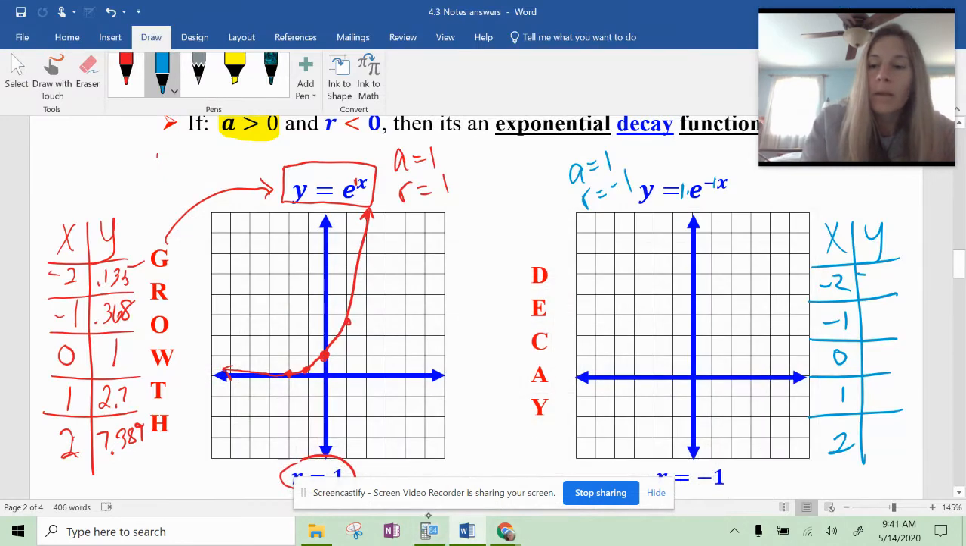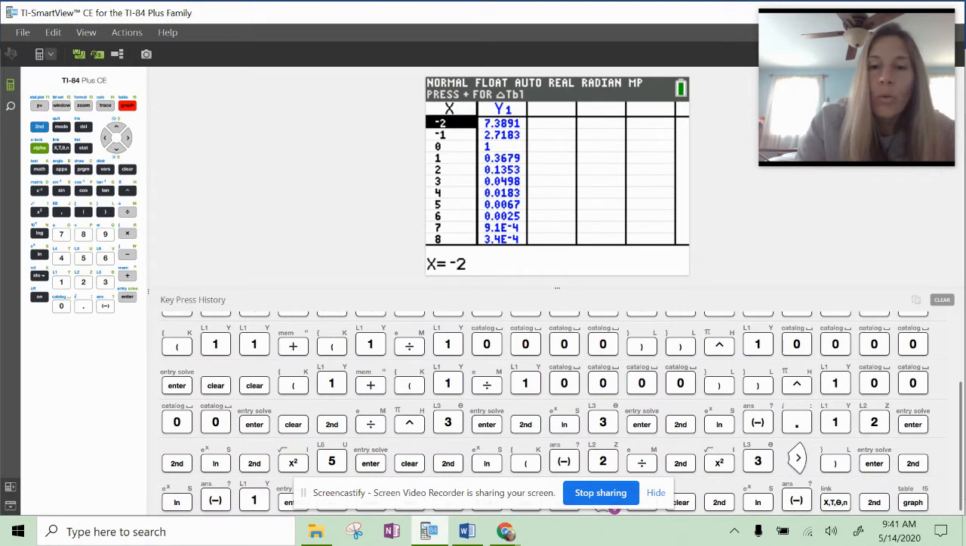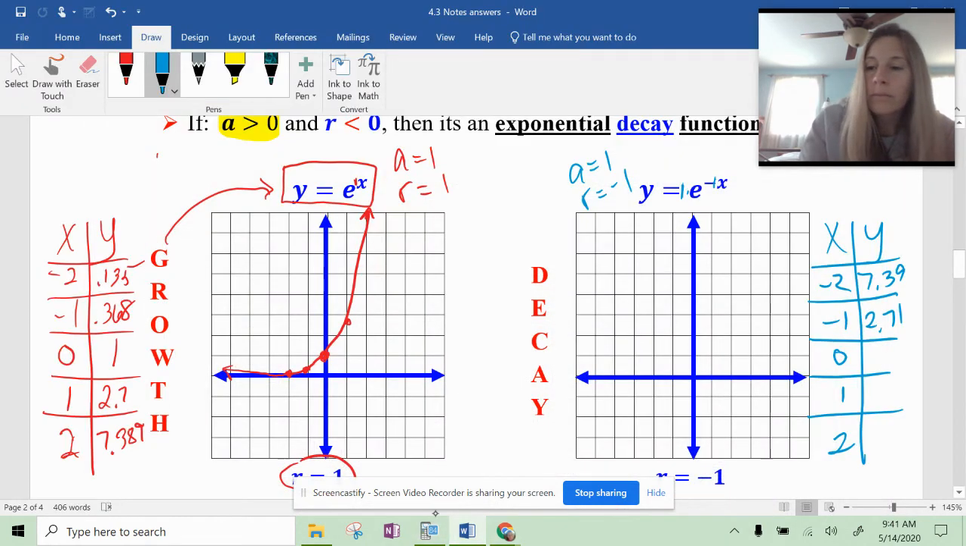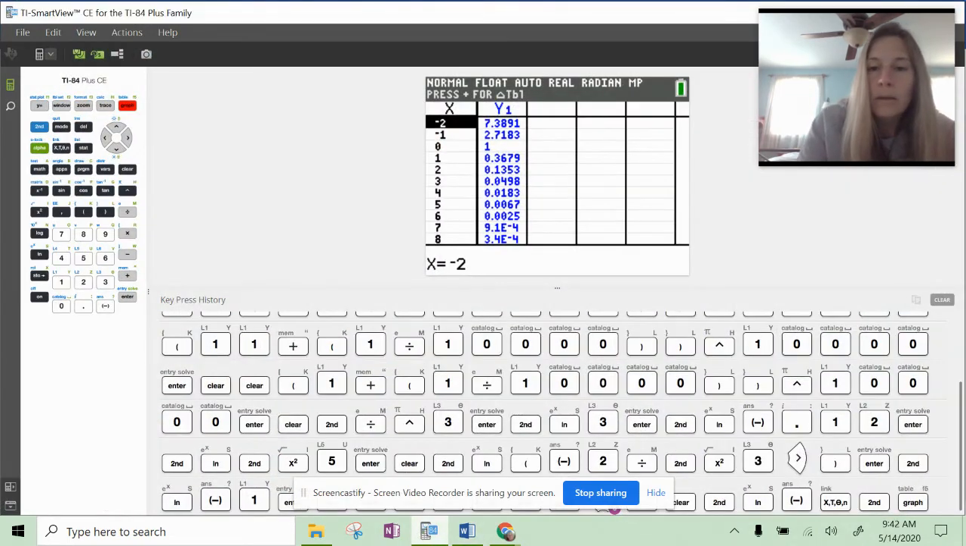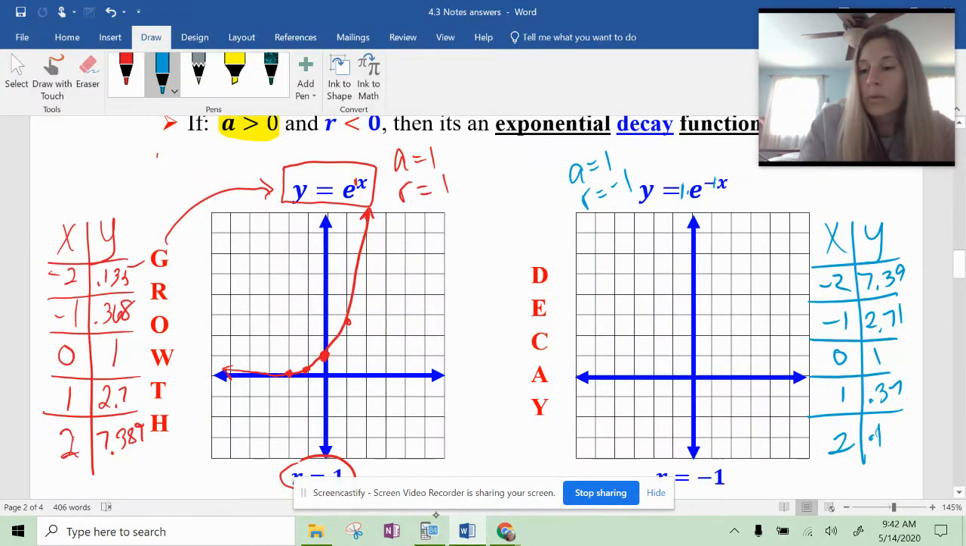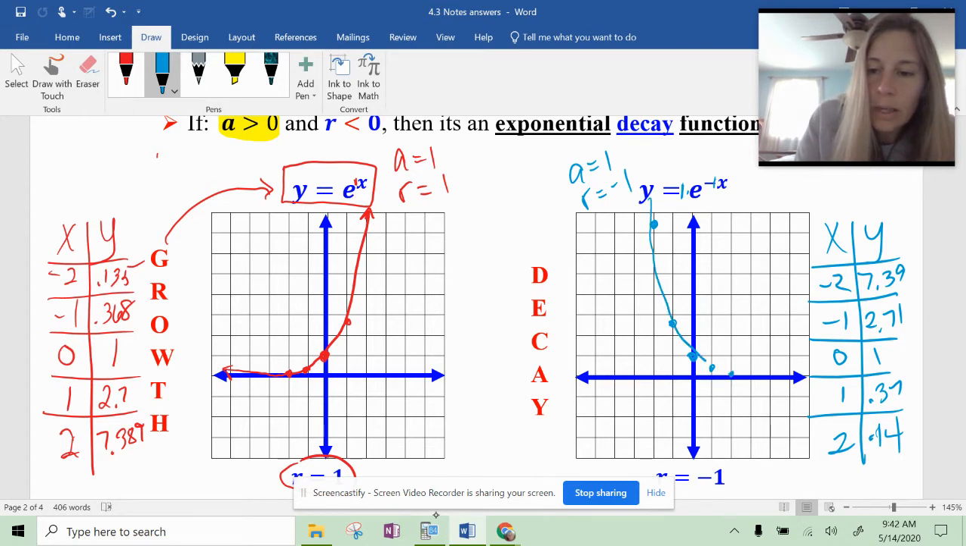And I have 7.39, 2.71, 1.37, and the last one was 0.14. I'm just going 2 places, all right, because all those decimals are going to be estimated when you plot them. So negative 2 and 1, 2, 3, 4, 5, 6, 7.39. Negative 1 and 2.71. 0, 1, 1.37, and then 2, 0.14. And we can see that it looks like a decay function.